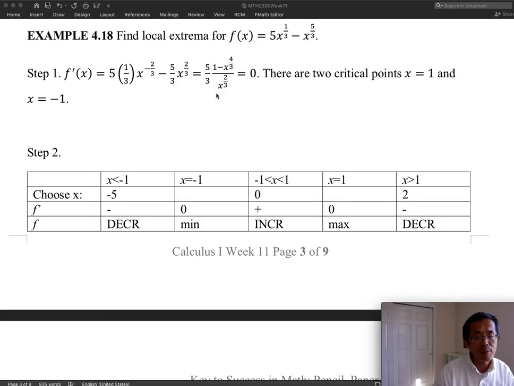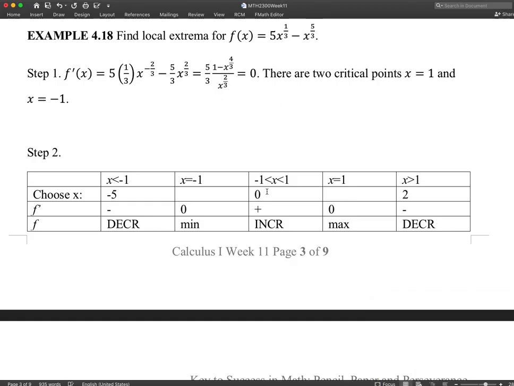f prime. Actually, I just realized it may not be a good choice. I really should choose something else, because x cannot be 0. I cannot choose x equals 0. Probably I should have chosen something not 0, or maybe just do 1/2. Let me do 1/2.